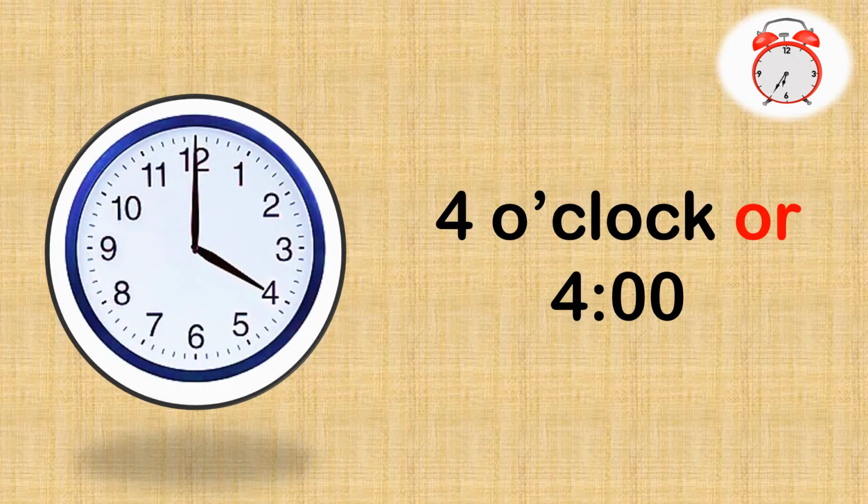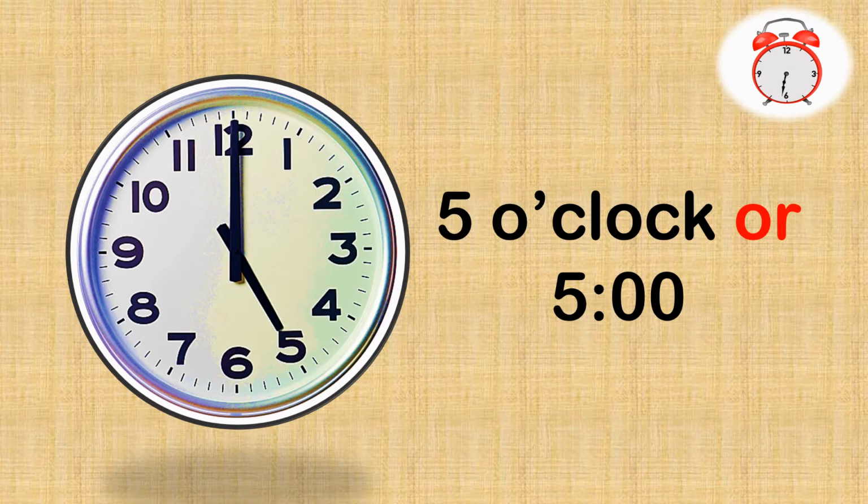Let's do it once again. In this clock, the hour hand is on 4 and the minute hand is on 12. So, the time is 4 o'clock. We read it as 4 o'clock. We write it as 4 colon 0 0 or as 4 o'clock.